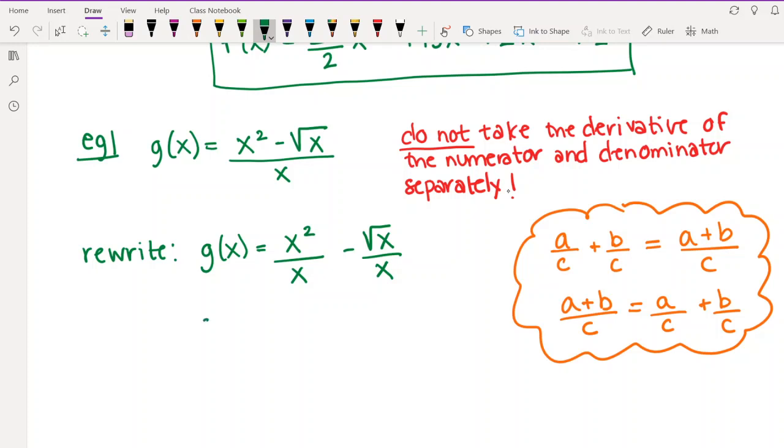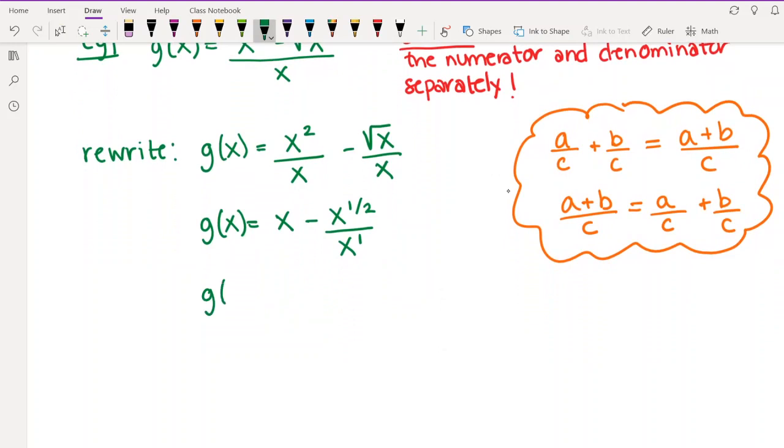So why was this useful? Well, we can now rewrite this first one: x squared over x is just x. And then the second part, let's rewrite this as x to the 1 half over x to the 1. Remember that when you're dividing, you subtract the exponents. So we have 1 half minus 1. And remember, we have not taken the derivative yet, right? All we're doing right now is simplifying our function. So now we have x minus x to the negative 1 half. This is the same function we started with; we did not take the derivative.